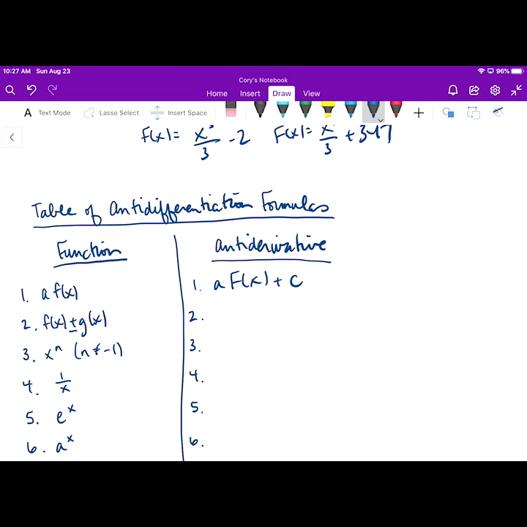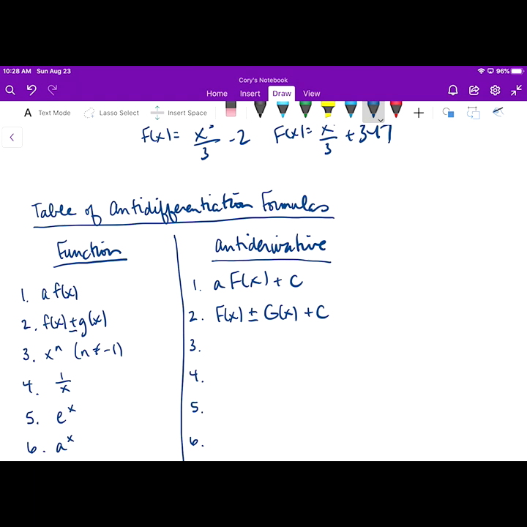For number 2, if we take the sum or difference of two functions, f of x plus or minus g of x, when taking the antiderivative of a sum or difference, all we do is take the antiderivative of the first function f of x, which is capital F of x, and then add or subtract the antiderivative of the second function g of x, which is capital G of x, and then to that we add the constant c.